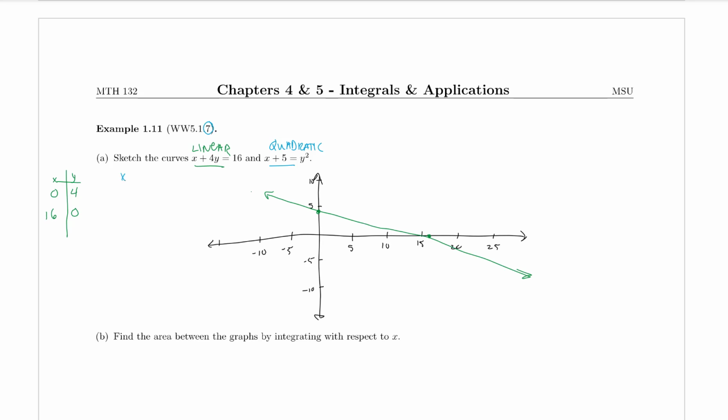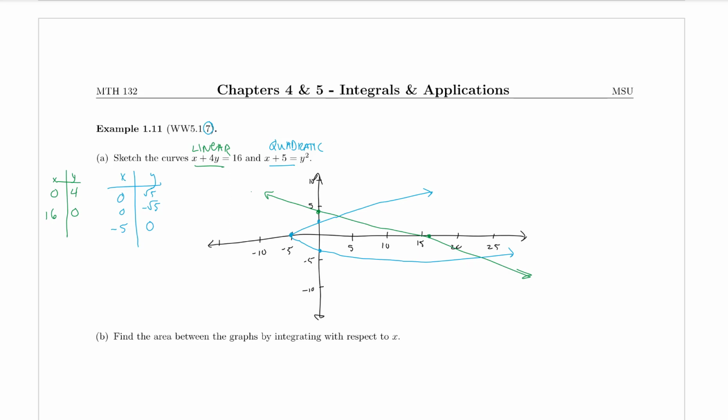Let's do the exact same strategy for the quadratic function. So if x was 0 on the quadratic function, then y would either need to be square root of 5 or negative square root of 5. And if y is 0, then x must be negative 5. So let's go ahead and graph those points. Now we can kind of see that this is a parabola opening to the right. Let's graph that.